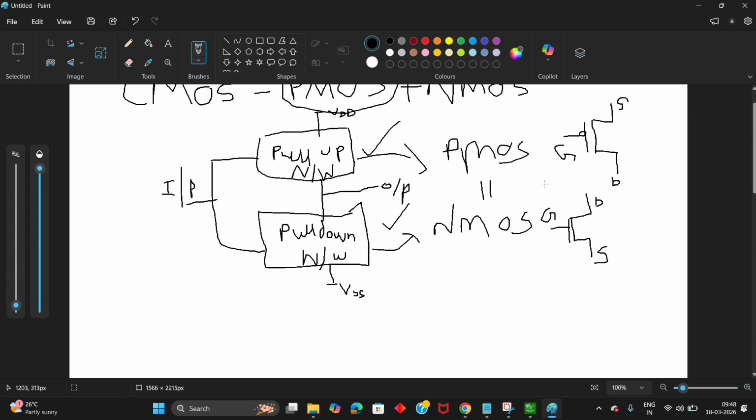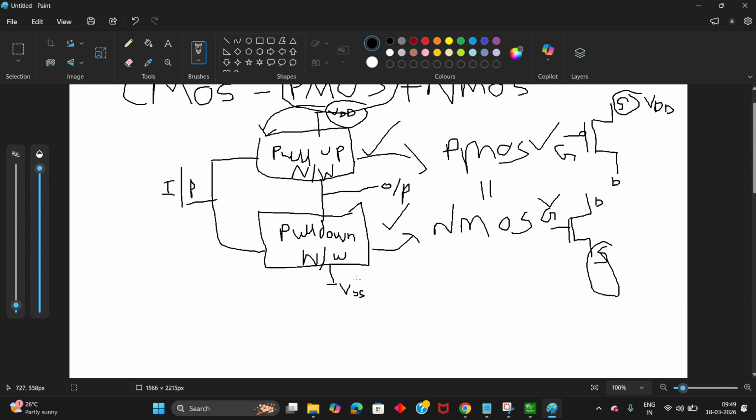We are going to apply the input at the gate terminal, for both the NMOS and PMOS. We apply the source voltage VDD to the pull-up network, which means we are indirectly applying VDD to the PMOS transistor source terminal. We apply VDD at the PMOS transistor source terminal, and VSS at the NMOS transistor source terminal.